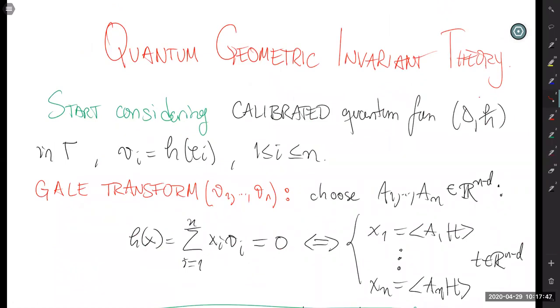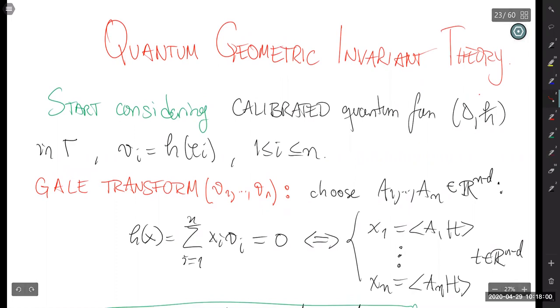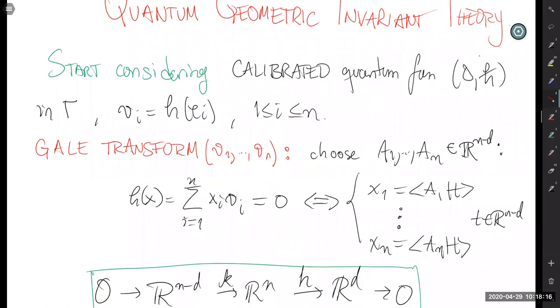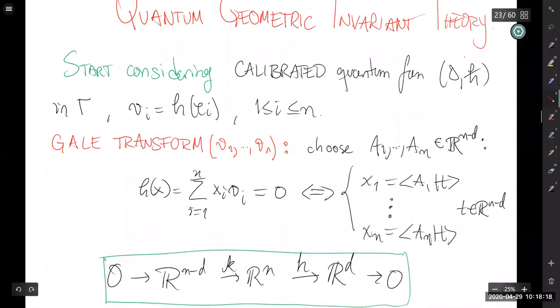And this is the quantum geometric invariant theory. Just like in the classical case, you would like to produce the toric variety, not from charts, but from an invariant definition. So let me try to get from the quantum fan geometric invariant theory type of definitions for the quantum toric variety. The clue to achieve this is the very important for us Gale transform.